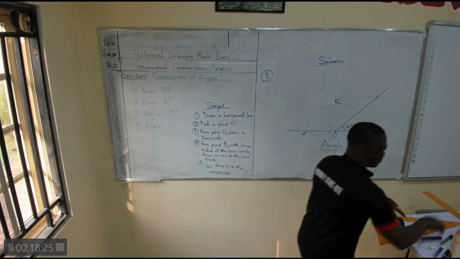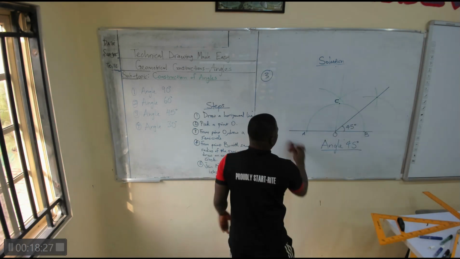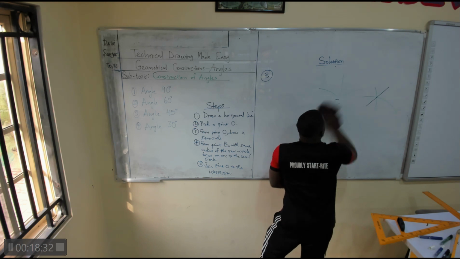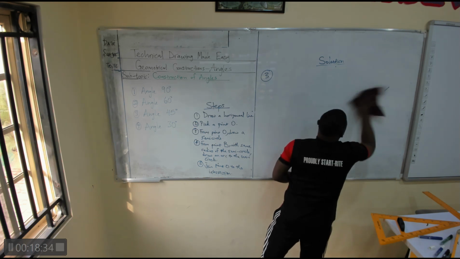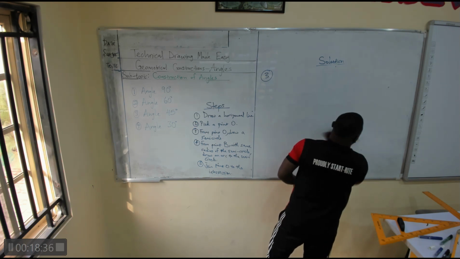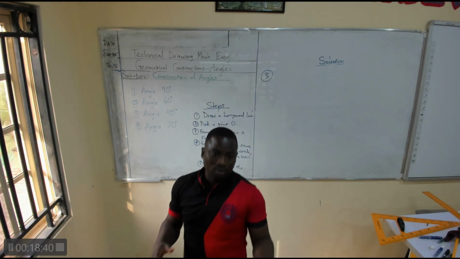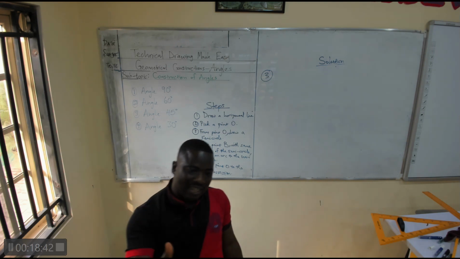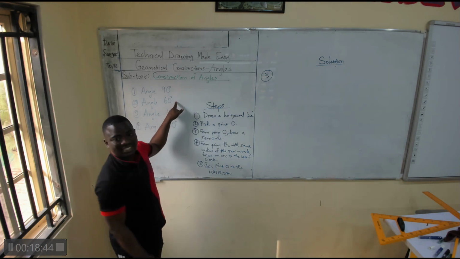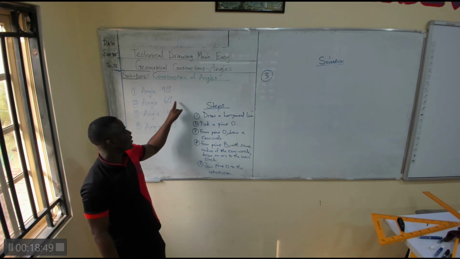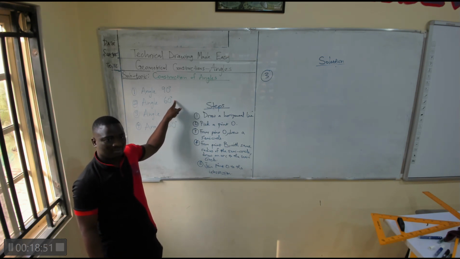Good. Let's move on to the last exercise. So how do we get 30? Anybody can tell me? Good. That's correct. To get 30, we need to what? Bisect 60. Can you get that now? To get 30, we need to bisect 60.